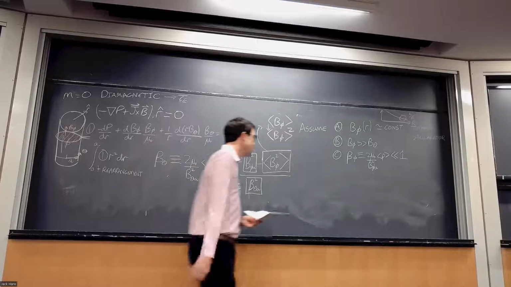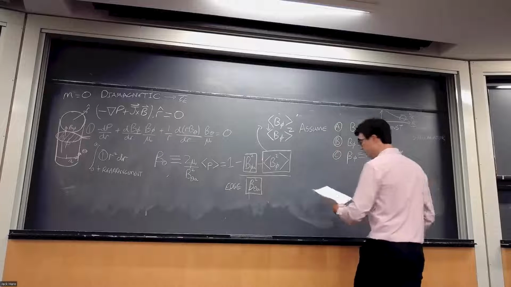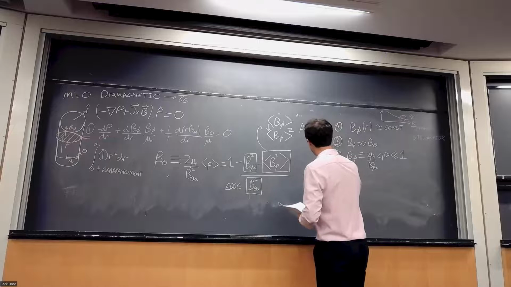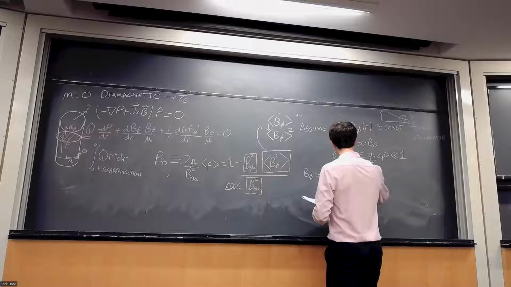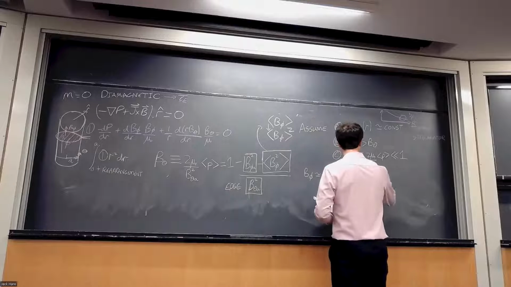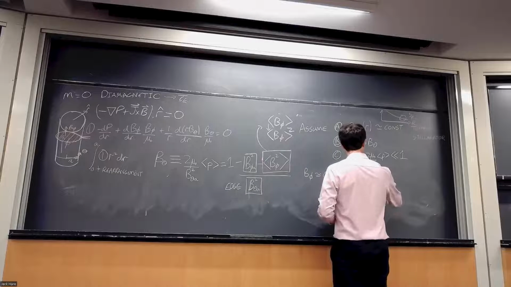Okay. So using these assumptions, what can we do? We can say, again, that B phi is roughly constant, which means it's also roughly equal to the average value of B phi.